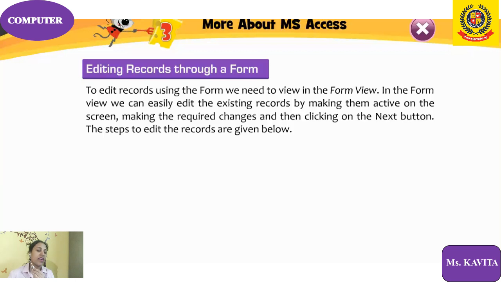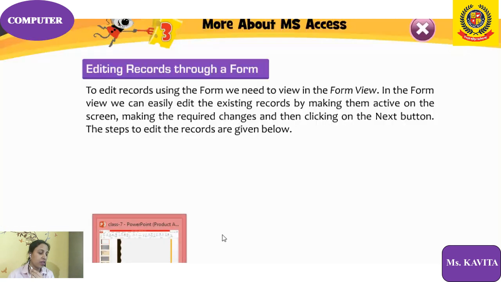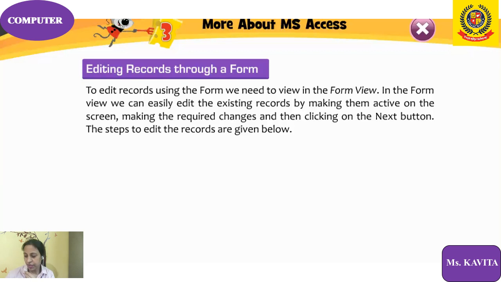Clear? To edit the records using the form, we need to view in the form view. In the form view, we can easily edit the existing records by making them active on the screen, making the required changes, then clicking on the next button. What are the steps to edit the records? The steps are given. It is given in page number 46.